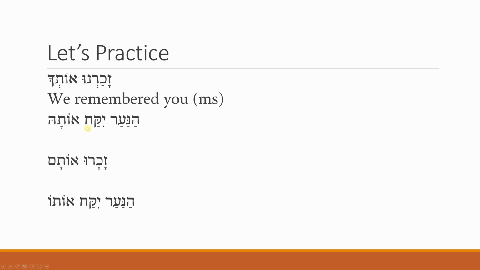Hana'ar yikach ota. All right, that's our second sentence. And it is the young man, the because of the definite article. Na'ar is the word for young man. Will take her or it. Okay?